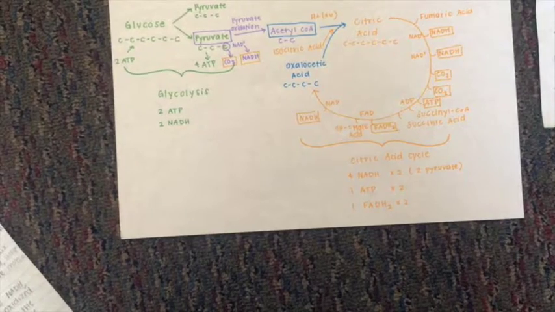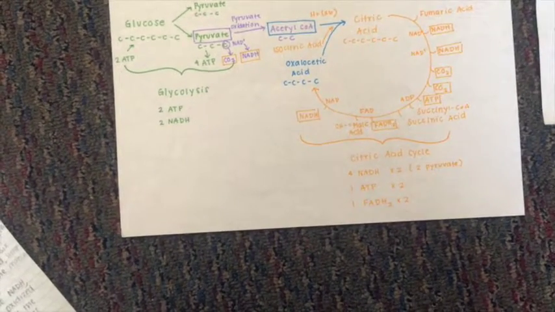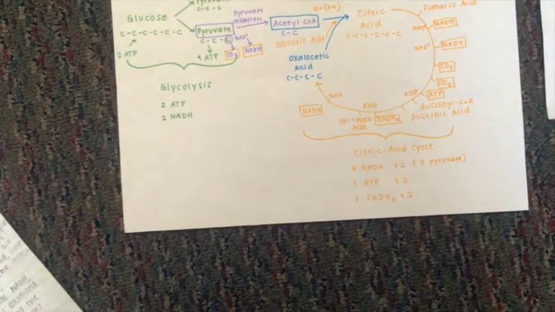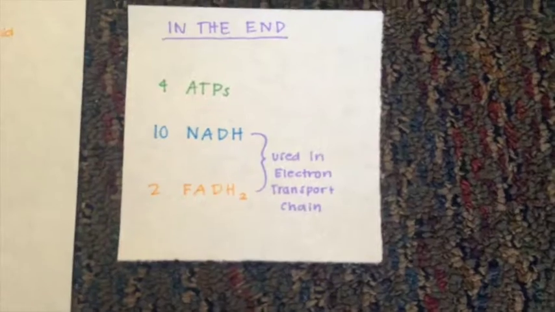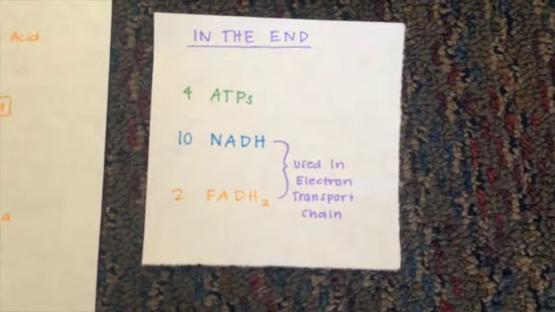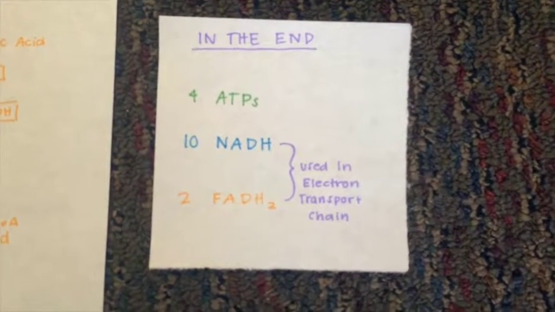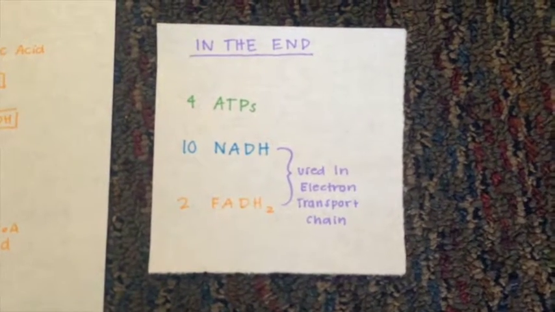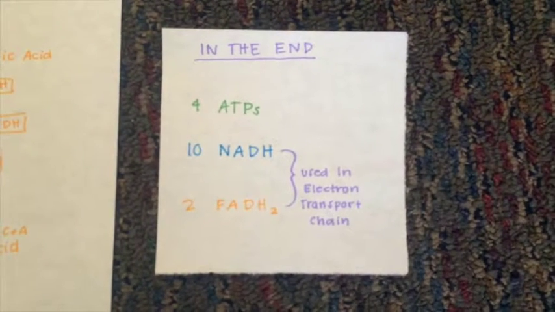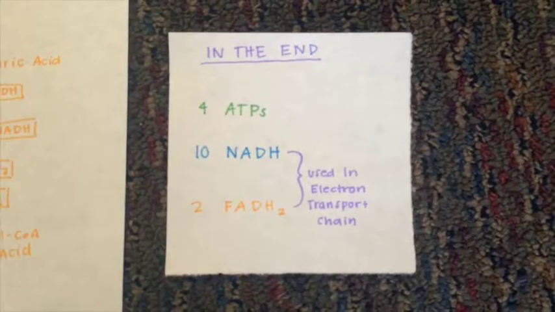So the citric acid cycle created 4 NADH, 1 taken from pyruvate oxidation and the rest from the cycle, 1 ATP and 1 FADH2. Because there are 2 pyruvate, all of these products should be multiplied by 2. In total, after glycolysis and the citric acid cycle, we have 4 ATP, 10 NADH, and 2 FADH2. The NADH and FADH2 are then taken and used in the electron transport chain.